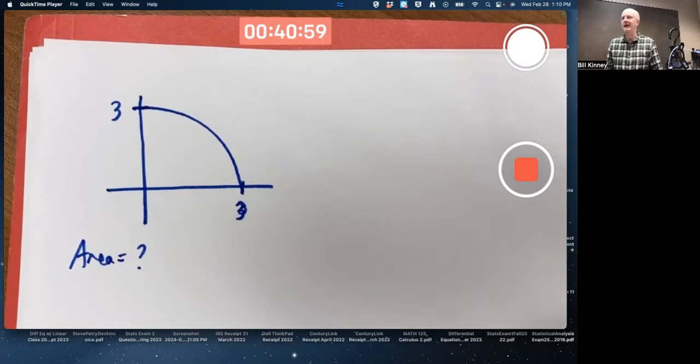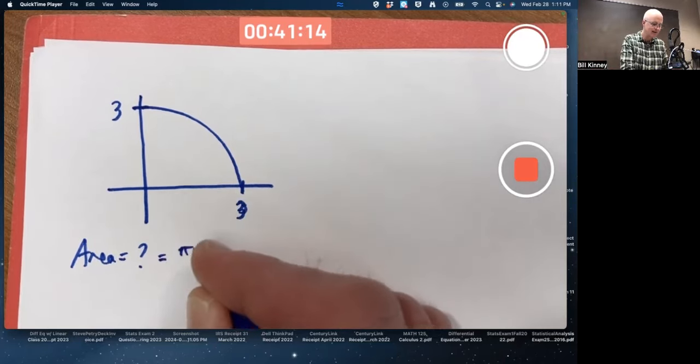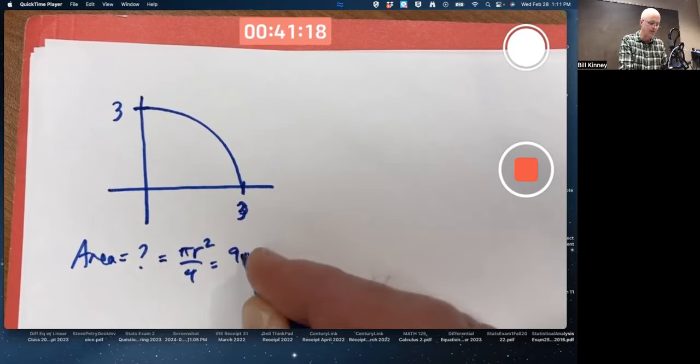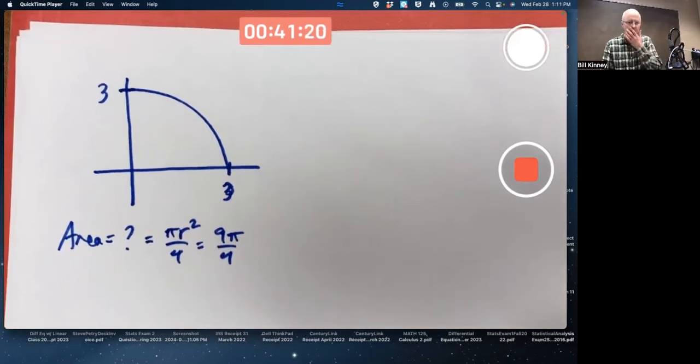Now, we know how to find areas of circles, pi r squared. And therefore, we know how to find areas of semicircles and quarter circles. For a quarter circle, it would be pi r squared divided by 4. The area is known to be that. So that would be 9 pi over 4 for this example.